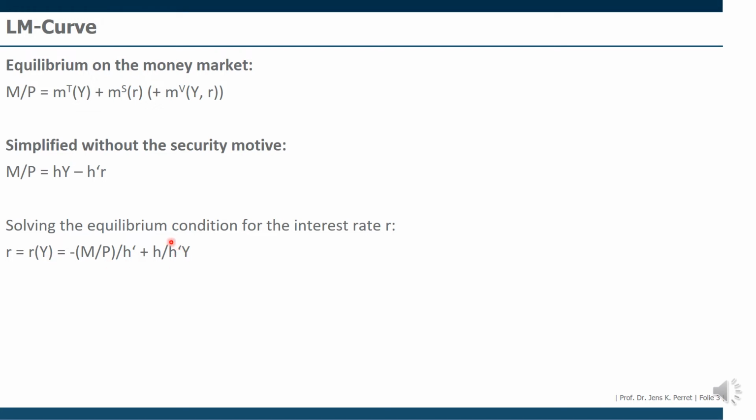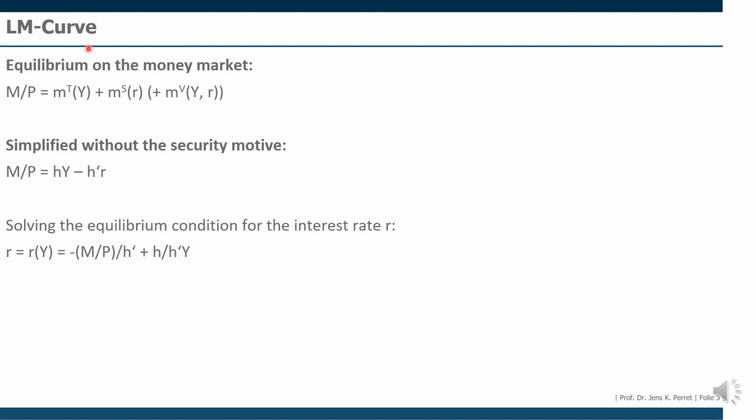And in particular, we can note that the slope is positive. h and h' are considered both positive parameters. So here the quotient of the two parameters is positive as well. So in other words, there is a positive relation between GDP and the interest rate.